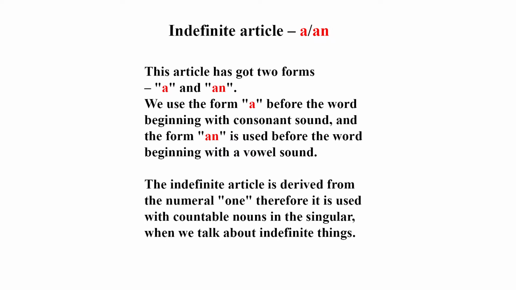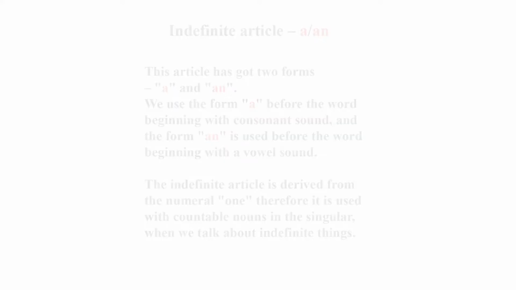This article has got two forms – «a» and «an». We use the form «a» before the word beginning with a consonant sound, and the form «an» is used before the word beginning with a vowel sound. The indefinite article is derived from the numeral 1, therefore it is used with countable nouns in the singular when we talk about indefinite things.